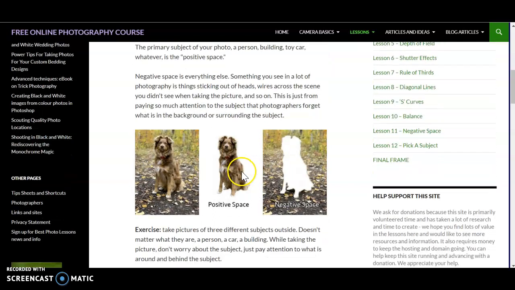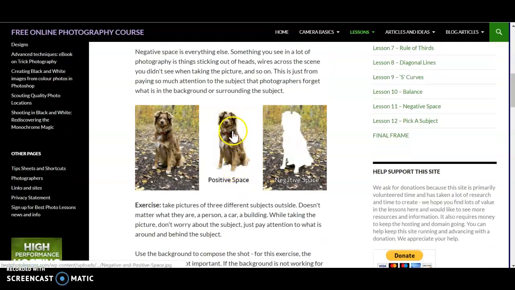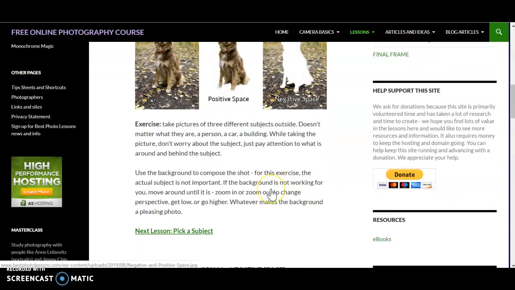Read the information here. Positive space in a photograph is the thing that you're trying to focus people's attention on. Negative space is basically everything else, the background or what have you. So what this lesson will teach you is how to use the background to compose the shot, why the background is important. If it's not working, it's not looking right, then move until your background looks right.